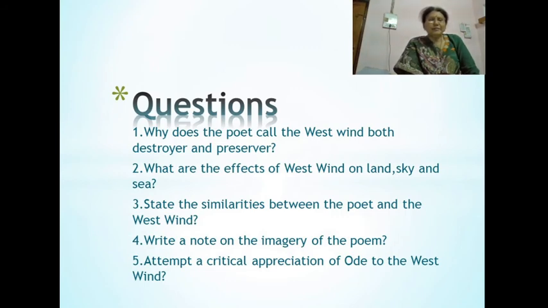Next question. State the similarities between the poet and the west wind. This is in reference to the fourth stanza. Read the stanza carefully, you'll be able to answer this question. Then write a note on the imagery of the poem. The poem is abundant in imagery and you can incorporate all the literary devices in this answer.